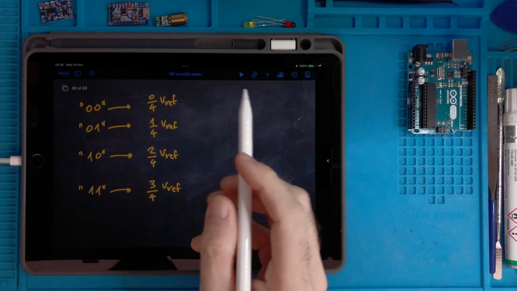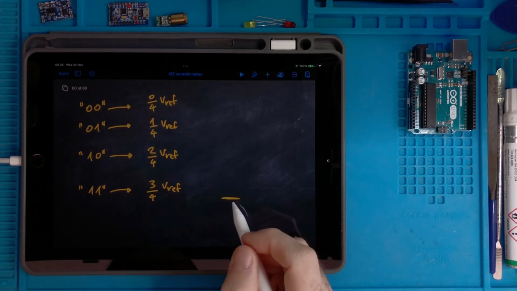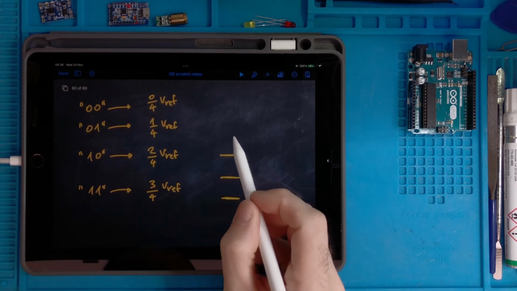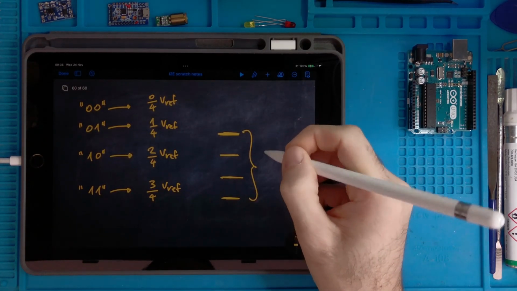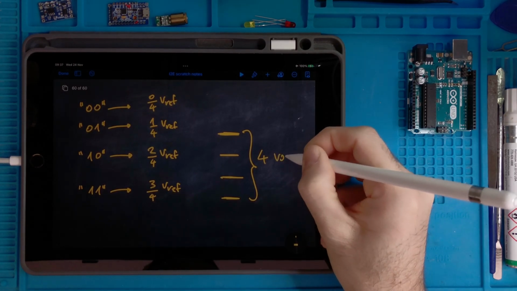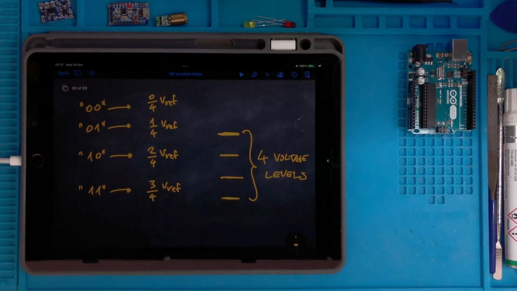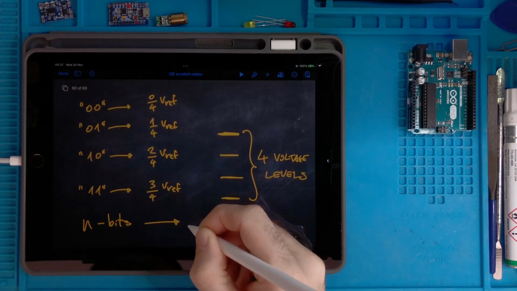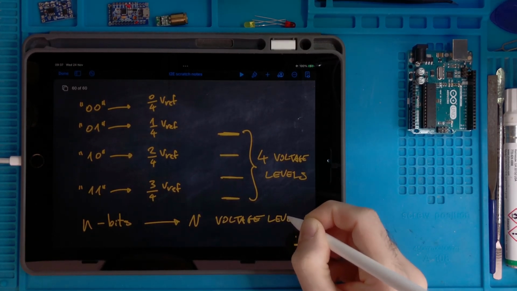So if you want to make a scale, it's like this. Here you have 0/4, then you have 1/4, 2/4, 3/4. So we have 4 voltage levels. So if we do this with n bits, then you have 2 to the n voltage levels.